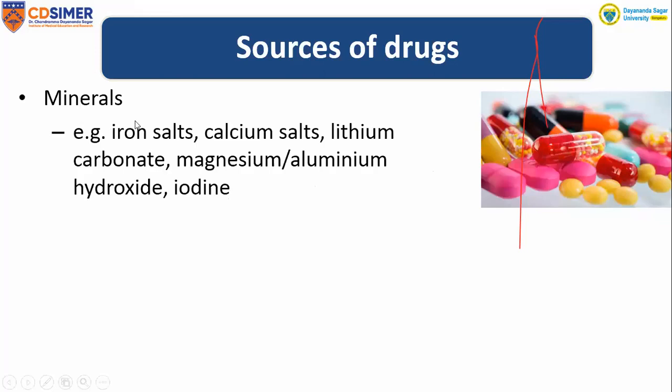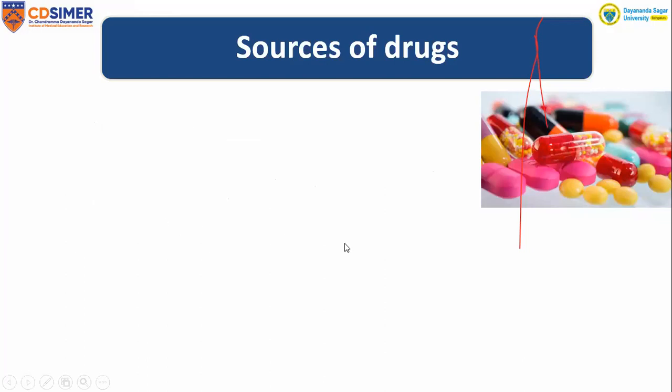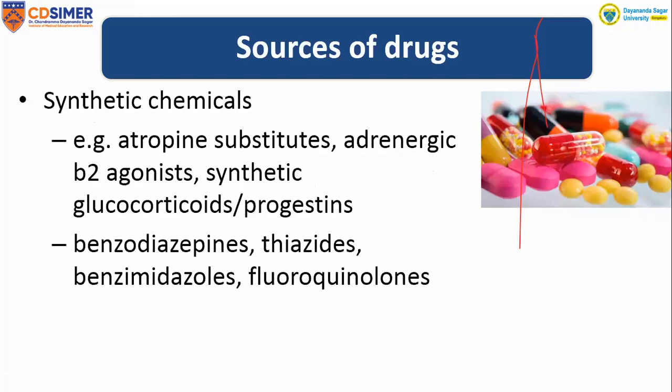Then minerals are iron, salts, calcium salts, lithium carbonate, magnesium, aluminum hydroxide, iodine. So all these are important sources even used today. Then synthetic chemicals like atropine substitutes, adrenergic beta 2 agonists, synthetic glucocorticoids, prostaglandins, benzodiazepines, thiazides, benzimidazoles, fluoroquinolones. All these are again important sources, synthetic chemicals are obtained and used even today also.